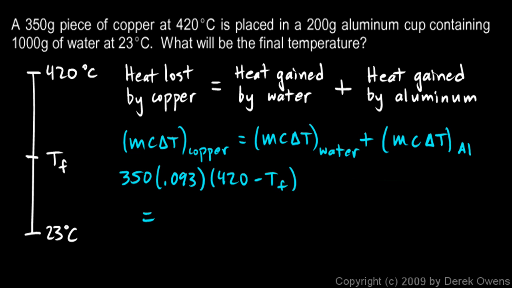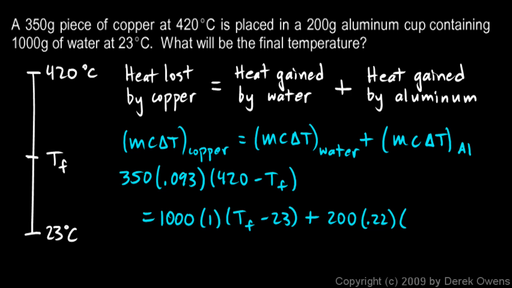That equals MC delta T for the water. The mass of the water is 1,000 grams. The C, the specific heat for the water, is 1, and the water warms up this much. You can see that's TF minus 23, plus MC delta T for the aluminum. The aluminum also warms up that much. The mass of the aluminum, we're given that as 200 grams. The C, specific heat for the aluminum is 0.22, and the delta T for the aluminum, just as the water, is TF minus 23.